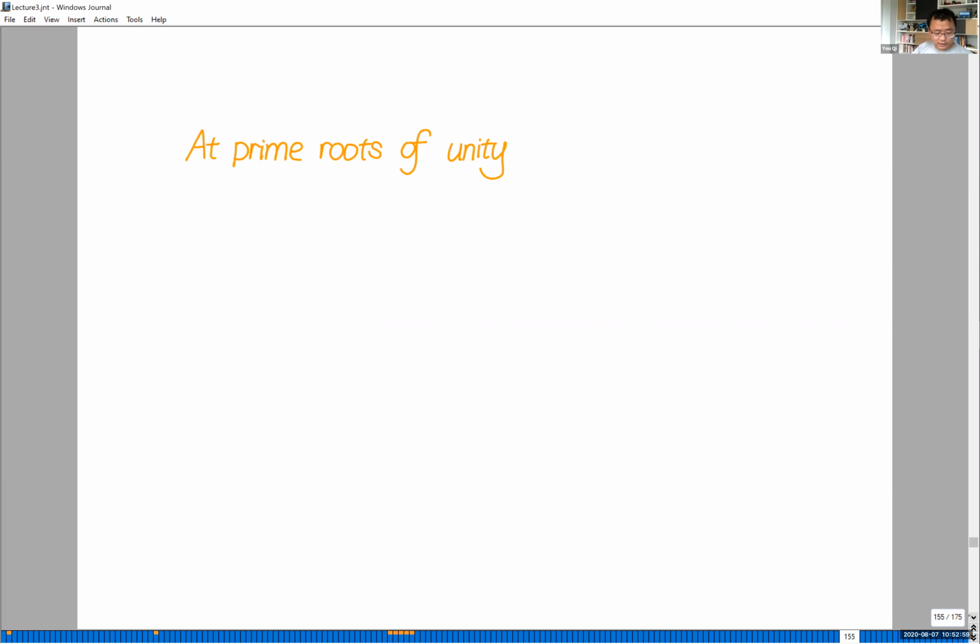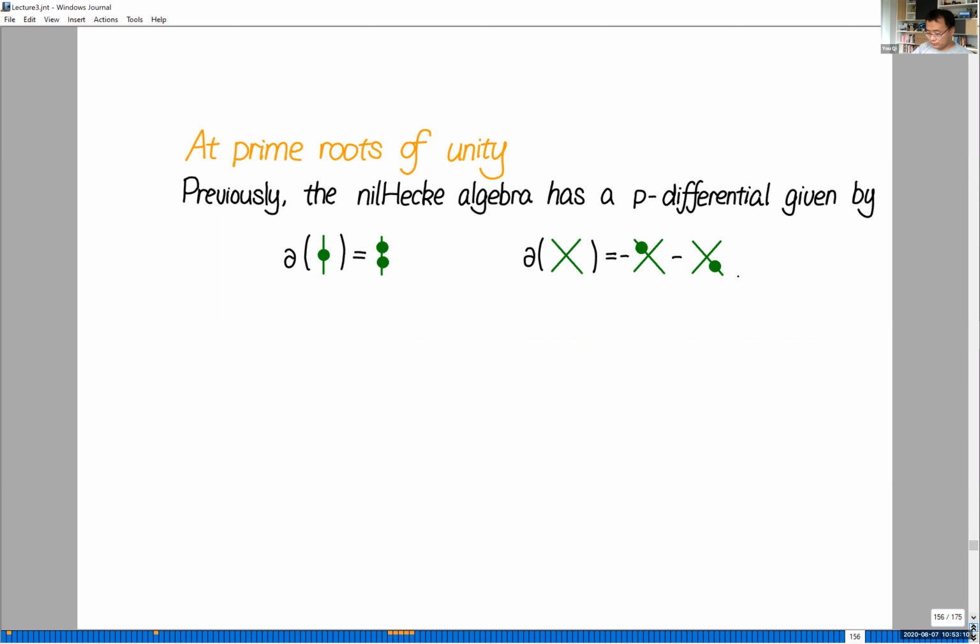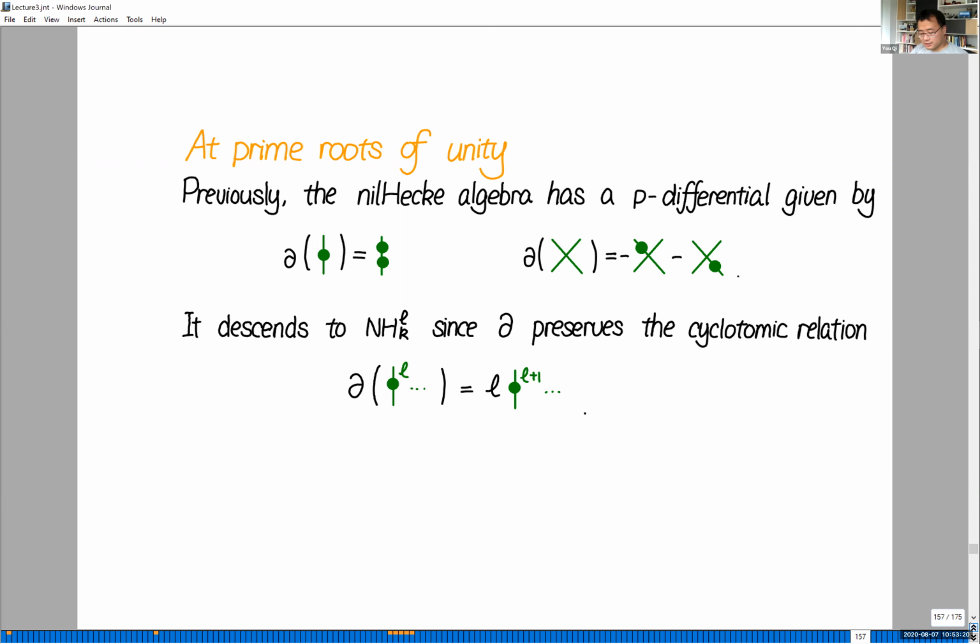So in the last few minutes, I'll just quickly go through what happens at prime roots of unity, and actually the generic story is already similar enough to what happens at roots of unity. So earlier we have seen that the nil-Hecke algebra has a p-differential given in the previous lecture, and it actually descends to the nil-Hecke KL since the differential preserves the cyclotomic relation.